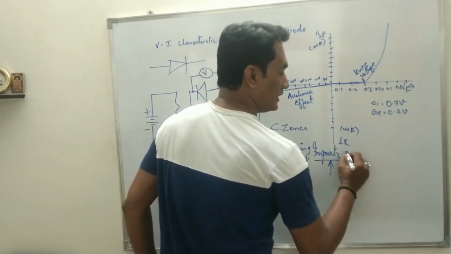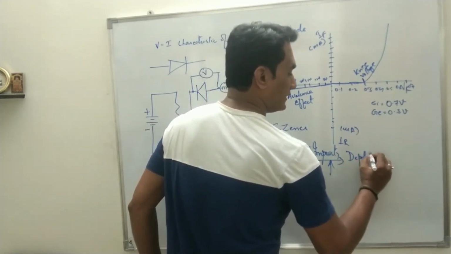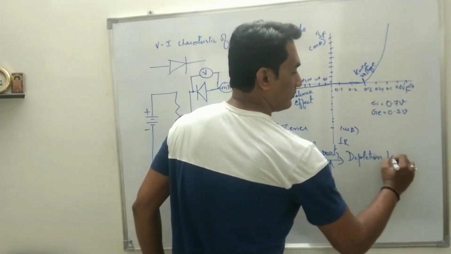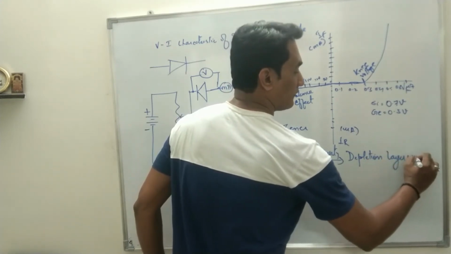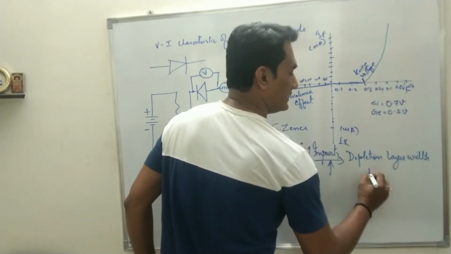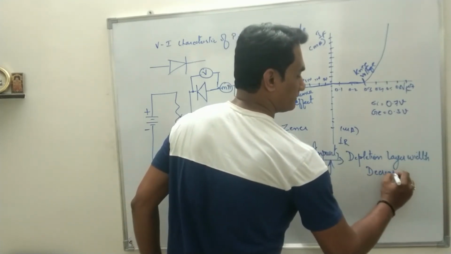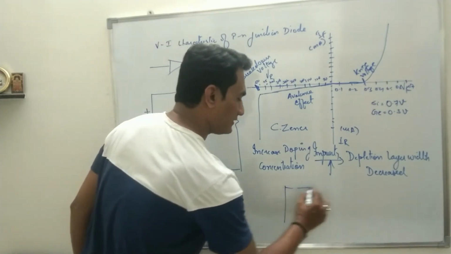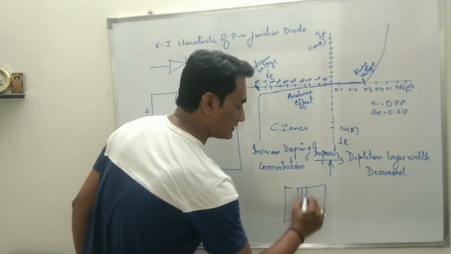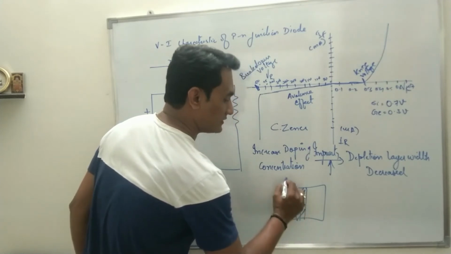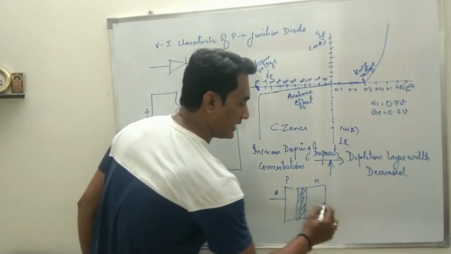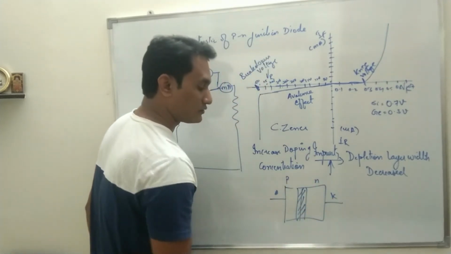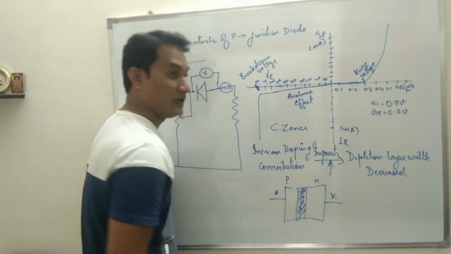So if you increase the doping concentration, that means if you increase the impurity, the depletion layer width decreases. What is depletion layer width? This is a PN junction diode. This is the depletion layer width. This is P type, this is N type, this is anode, this is cathode.